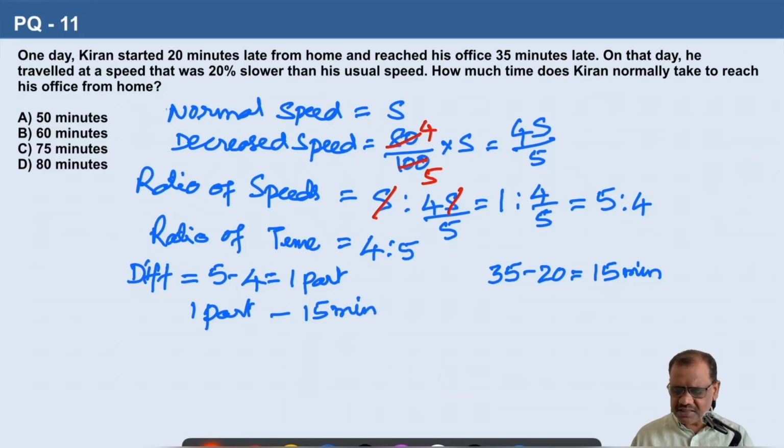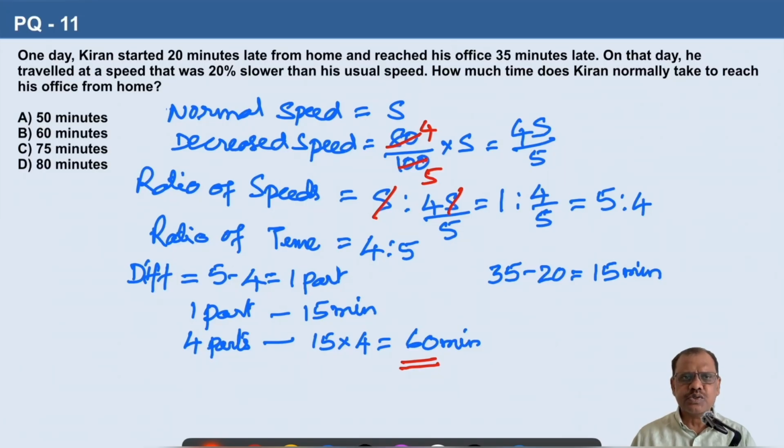4 parts is the time taken with the normal speed, and that is what we have to find out: how much time does Kiran normally take to reach his office? So that is 15 into 4, which is 60 minutes. This is the time taken with the normal speed, 60 minutes. So that is the answer, and option B is the correct answer here.